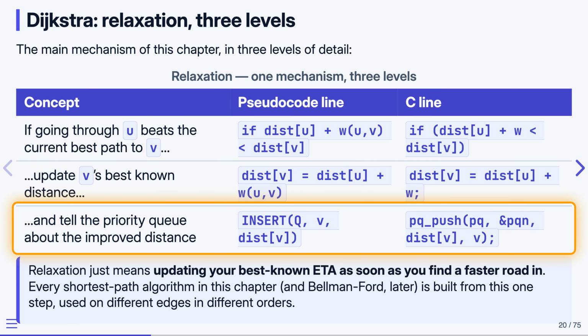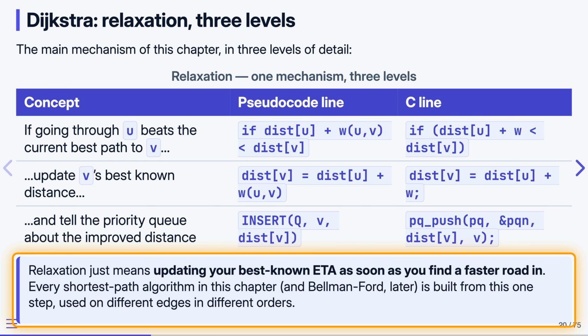Finally, we tell the priority queue about the improved distance. In pseudocode, we insert into Q the vertex V with its new distance. In C, we push the new distance and vertex. Relaxation just means updating your best-known arrival time as soon as you find a faster road in. Every shortest path algorithm here is built from this one step, used on different edges in different orders.